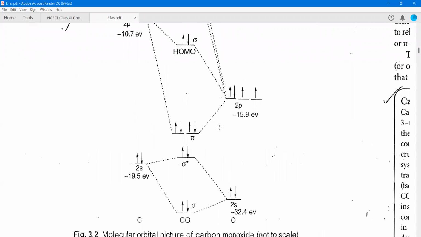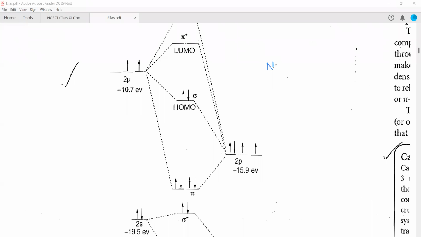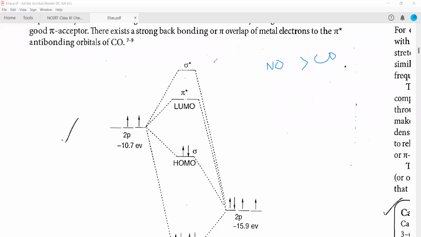So this is the molecular orbital picture of carbon monoxide. We saw that the HOMO was the sigma orbital, but for NO, this ligand has one more electron than CO. So where will that electron be? It will be here, in the pi star. The molecular orbital diagram of NO is similar to that of carbonyl, but it has just one more electron in its pi star. Because of this difference, there is a difference in the chemistry, and that we are going to study now.